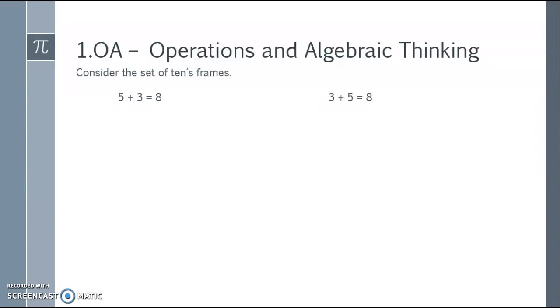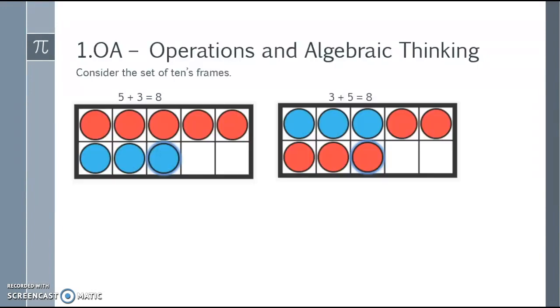So let's consider the tens frames. 5 plus 3 is 8, and 3 plus 5 is 8. So I've got my tens frames here. I've got 5 on the top row and 3 on the bottom, or I've got 3 on the top, and then I continue along that top row, giving me 5 more counters.